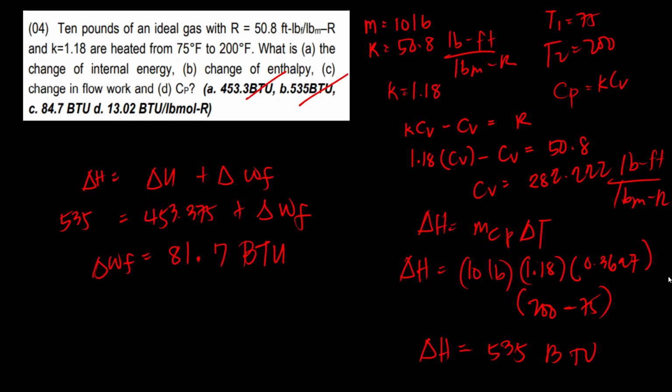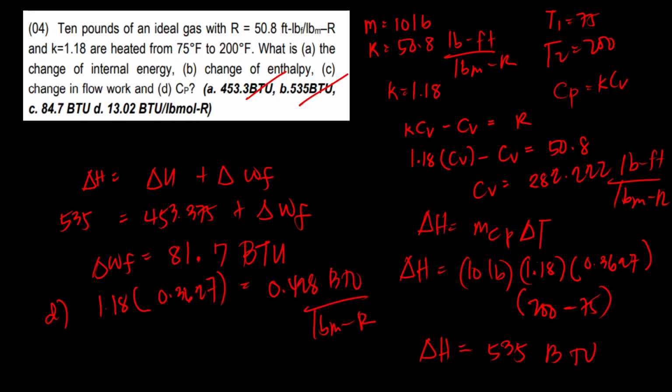And then, next is letter D. Meron na tayong Cp, which is 1.18 times 0.3627 or equivalent sa 0.428 BTU per pound mass Rankine. Okay, so ito ay mali.